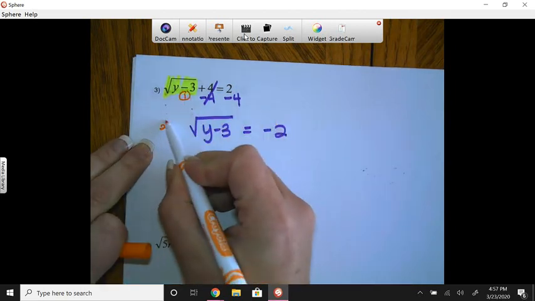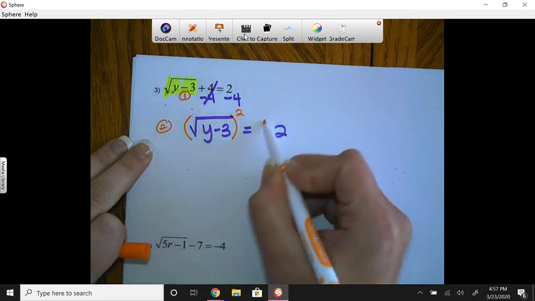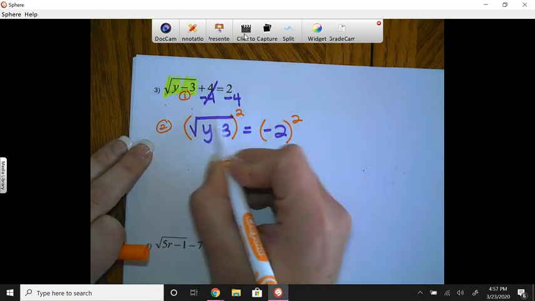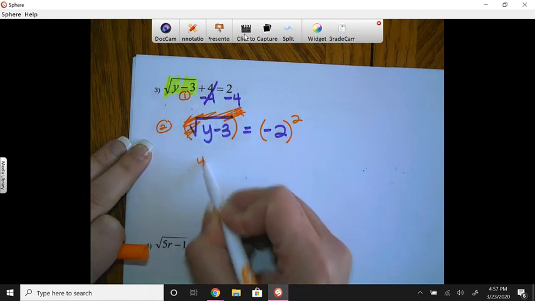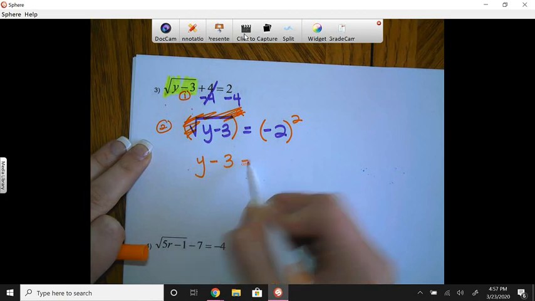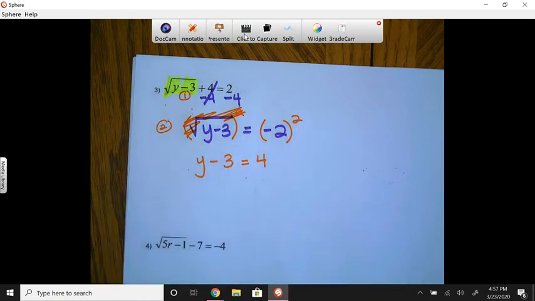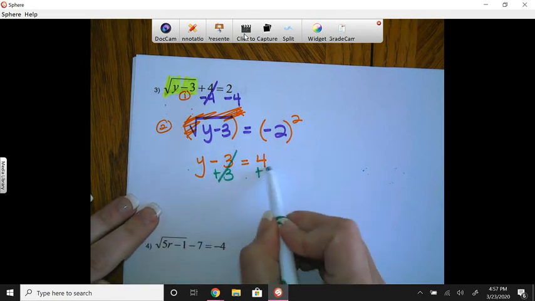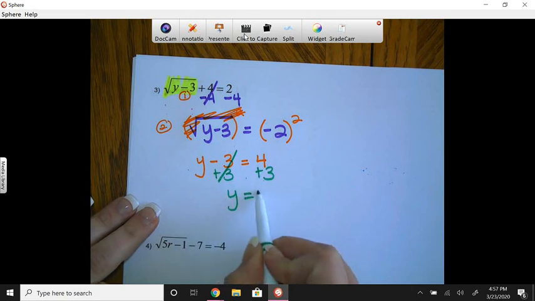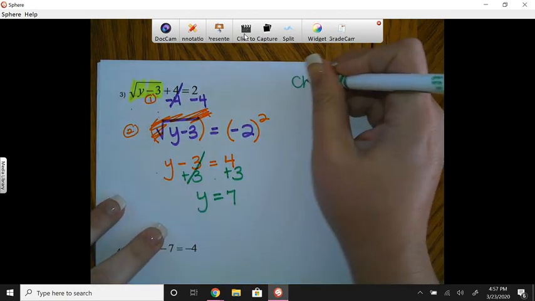Step 2, since the index here is 2, we're going to go ahead and square both sides. And when we do this, these two undo each other, and we are just left with y minus 3. And negative 2 squared is 4. And then we're going to solve our linear equation here by adding 3 to both sides. And then we get y equals 7. And then we have to do a check step.